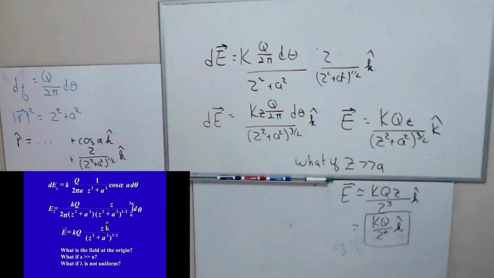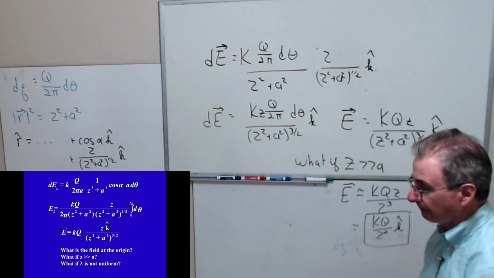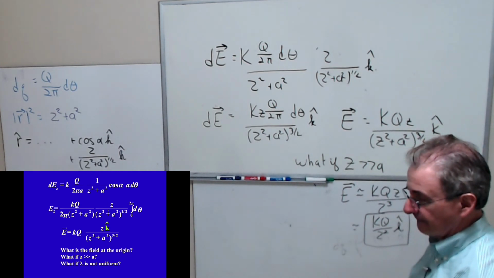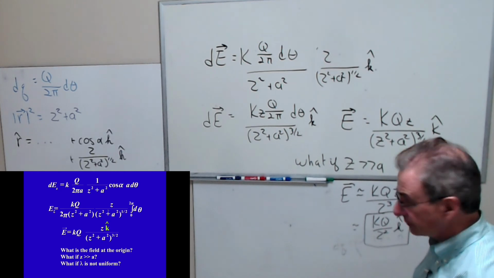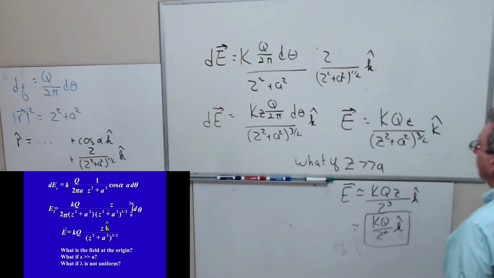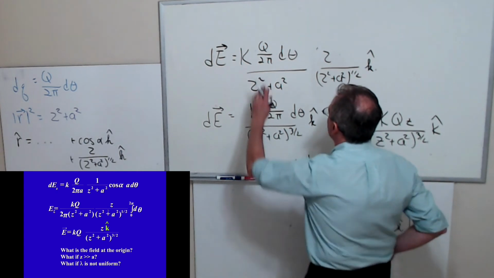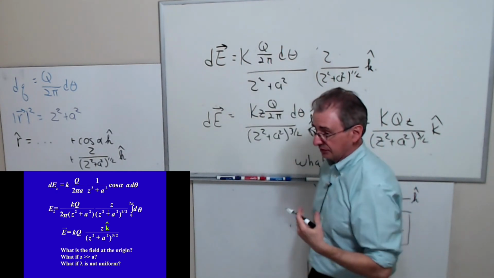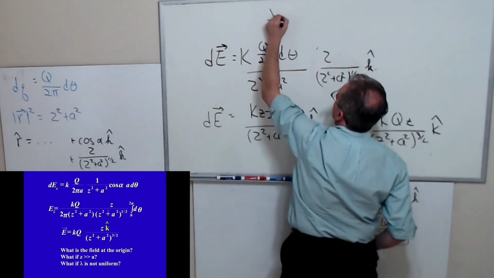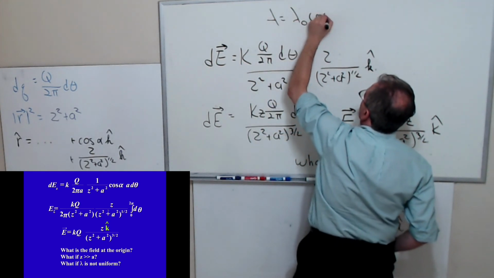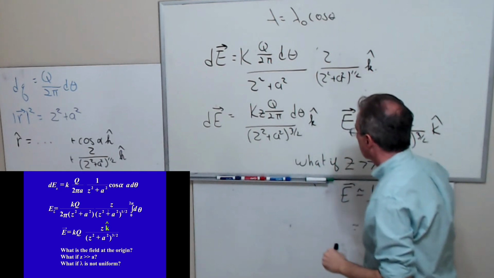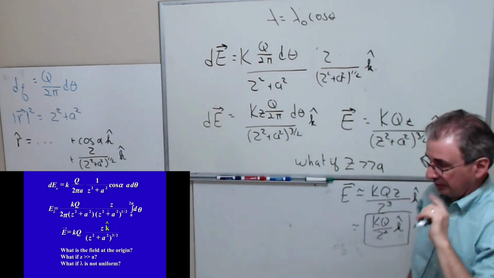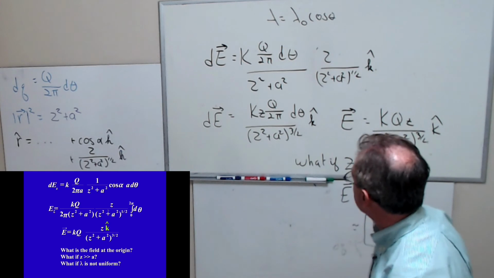And it works. Now, what if lambda was not uniform? What if lambda depended on theta? Well, then I would have a problem. Then I would have to keep my lambda inside the integral. Let's say lambda was this. Doesn't capital Q represent the total charge? Correct. Yeah, that's correct.